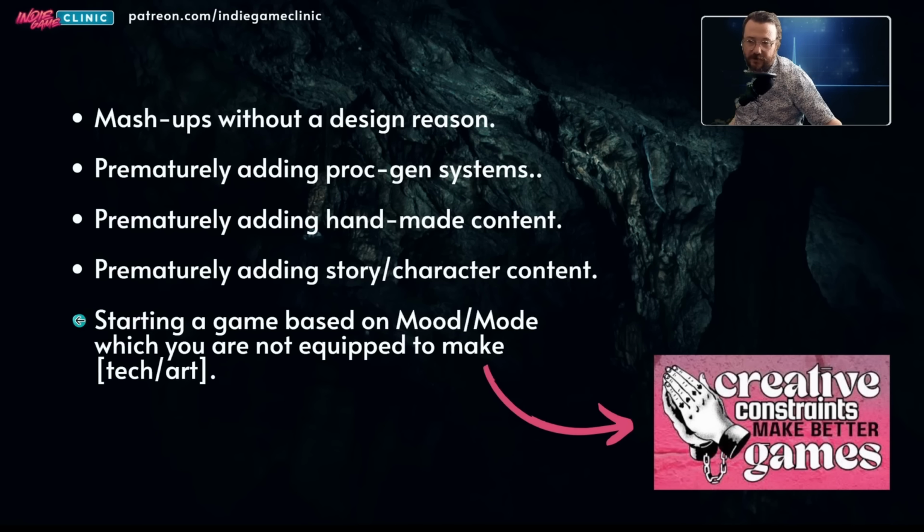And then the last one is starting a game based on mood. So that's things like cozy or horror, or mode, which is things like roguelike or deck builder or Vania or whatever, which you are not equipped to make in terms of technology or art. And what I mean here is, if you haven't worked out what your core genre and your main mechanics of your game are, and instead you decide, I'm going to make a horror game or I'm going to make a cozy game, it may be that making a horror game or a cozy game is so dependent on you being able to do particular types of things as a programmer or an artist, that you just can't do it.